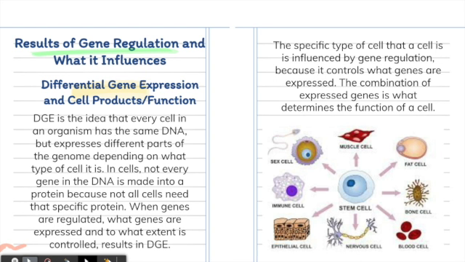In cells, not every gene in the DNA is made into a protein because not all cells need that specific protein. When genes are regulated, what genes are expressed and to what extent is controlled, which results in DGE. The specific type of cell that a cell is, is influenced by gene regulation because it controls what genes are expressed. The combination of expressed genes is what determines the function of a cell.